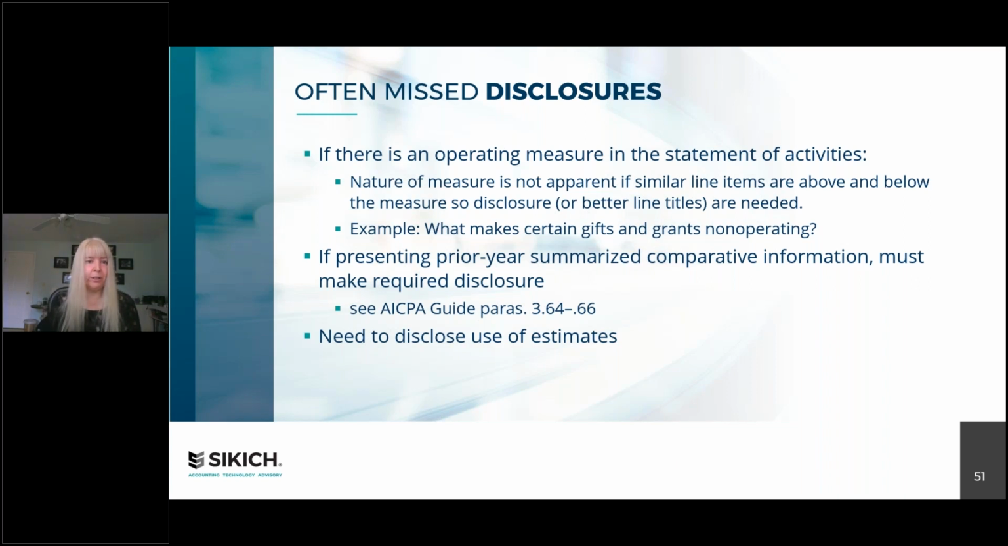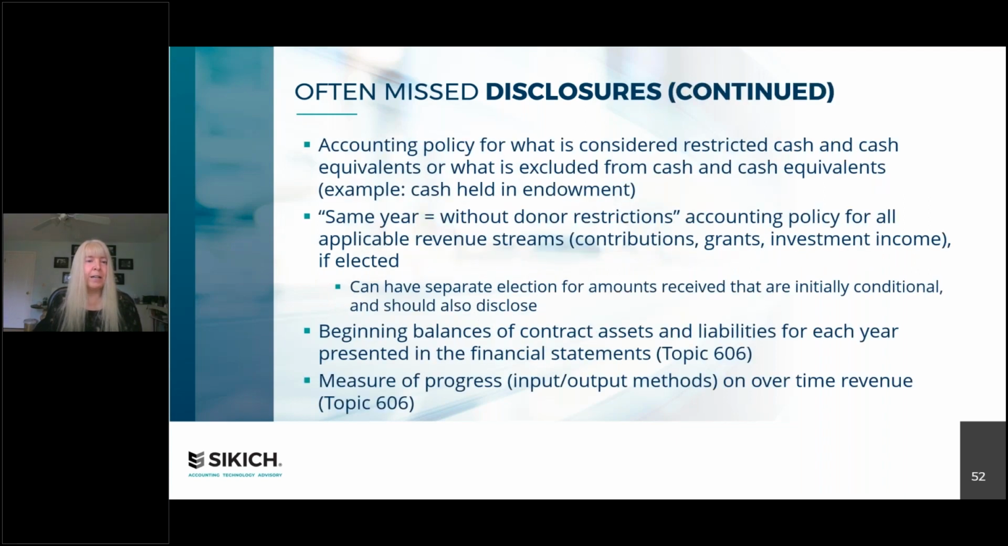Another frequently missed disclosure is the use of estimates. Not-for-profits are required to disclose that the financial statements contain estimates. The accounting policy for what is considered restricted cash and cash equivalents, or what is excluded from cash and cash equivalents. I mentioned cash held temporarily in endowment before suitable investments are identified should be included in investments, not cash. So your cash and cash equivalents accounting policy should state that. The accounting policy should also state what's considered restricted cash if you're presenting those lines on the statement of financial position.